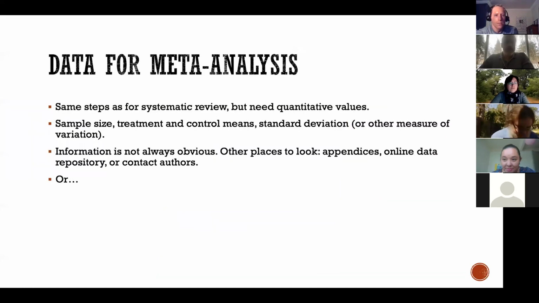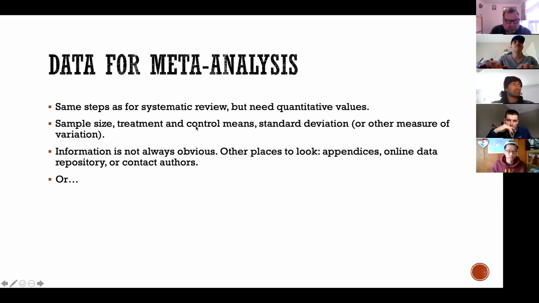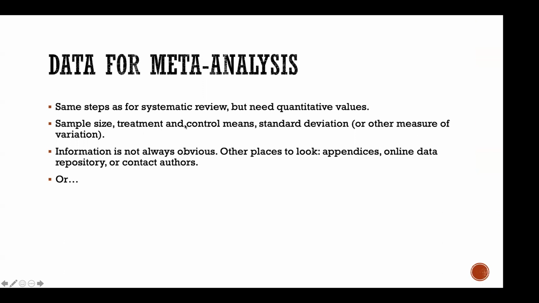So for a meta-analysis, you're basically carrying out the same steps as you are for a systematic review, but you need quantitative values as well. So there absolutely has to be sample size. There has to be mean values from treatment and control or some other type of comparison. There needs to be measures of standard deviation or other measures of variation. If the design isn't one that has a treatment and control, then you might be recording regression coefficients, correlation coefficients, but there has to be some quantitative measure that allows you to determine the effect of one variable on another.